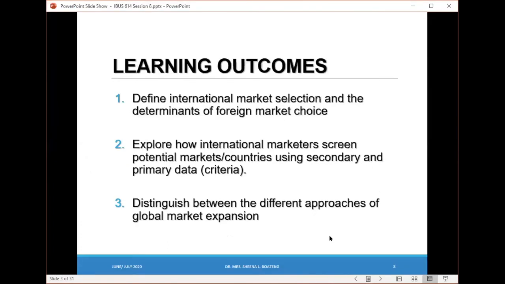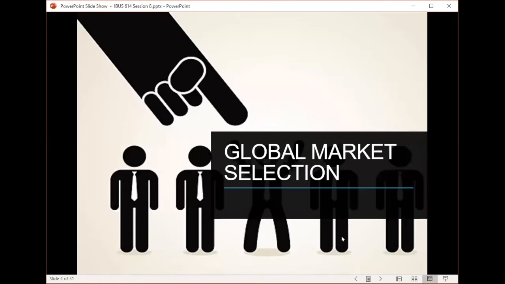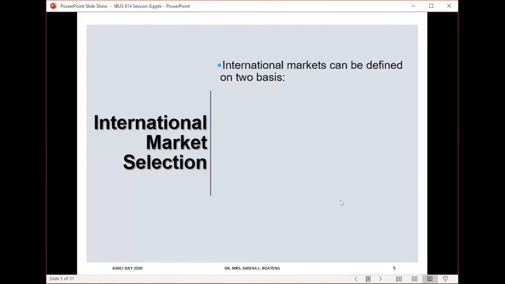The learning outcomes include 1, to define international market selection and the determinants of foreign market choice. 2, to explore how international marketers screen potential markets/countries using secondary and primary data criteria. And then 3, to distinguish between the different approaches of global market expansion. So let's begin. We'll start from global market selection.